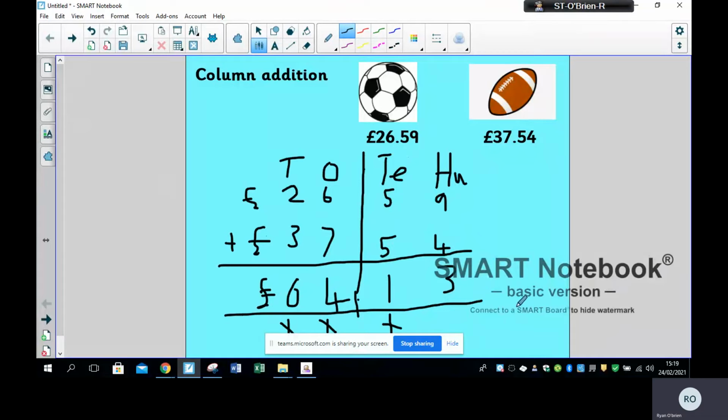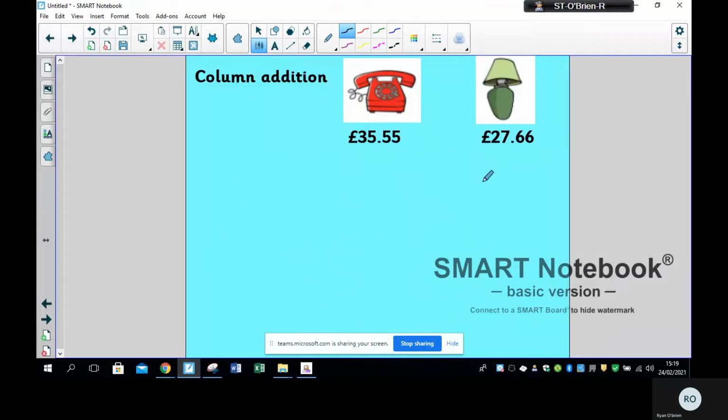Okay, so it's just the same. You're following the same process. You start on the right. Okay. Add up the ones on the right. If you've got 10, you exchange them for 10 of the next place. For 1 of the next place, sorry. Okay. It's just the same every single time. So we've got one more example to look at here.